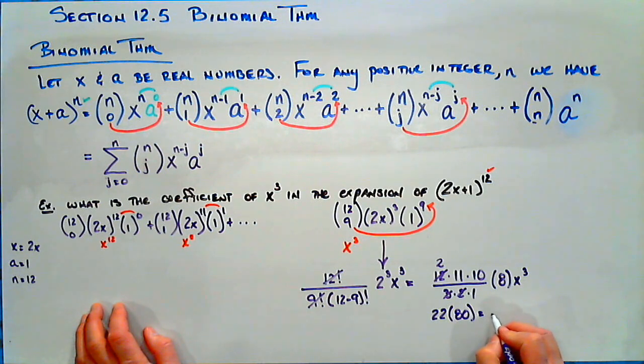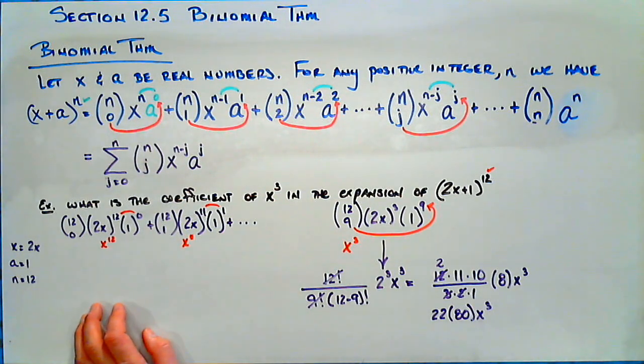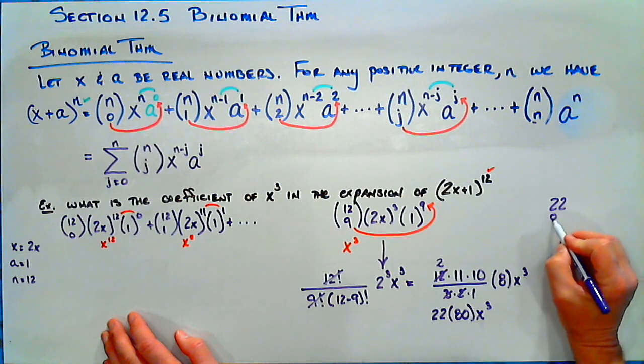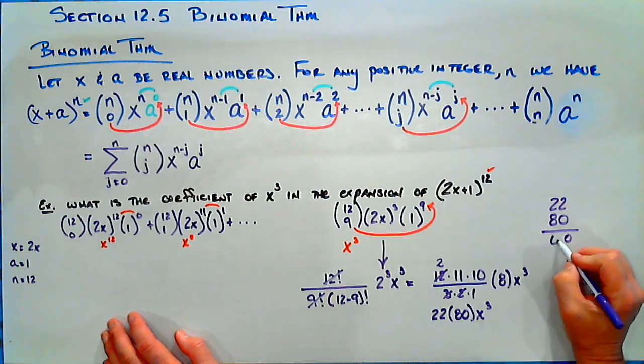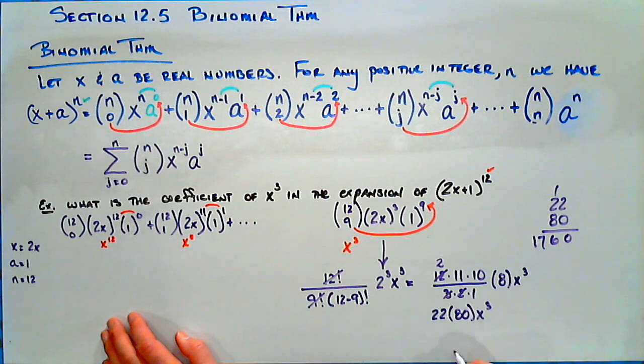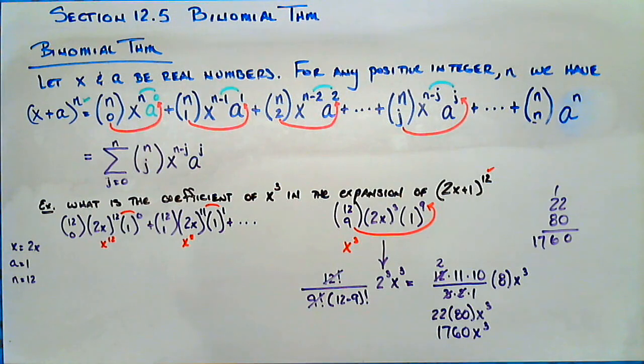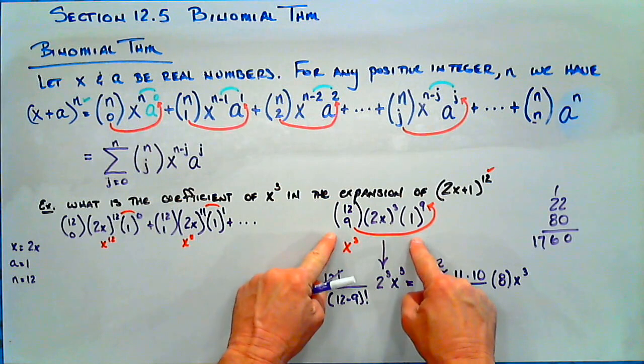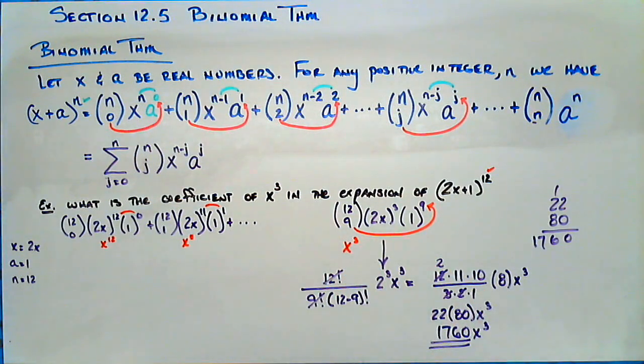And that's x cubed. So we take 22 times 80, right? We know how to do that. 22 times 80, we get 0, that's a 6. That's 1760. X cubed. And remember, the question said, what is the coefficient? The tricky part is laying it out so we can jump down here without having to do the counting. We have to be able to do that.